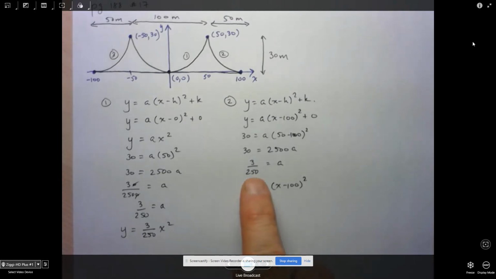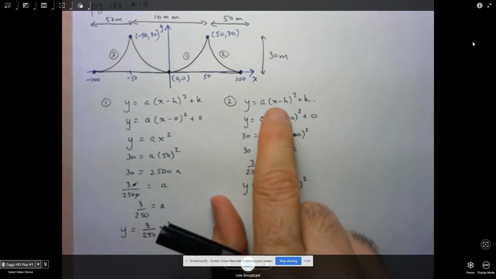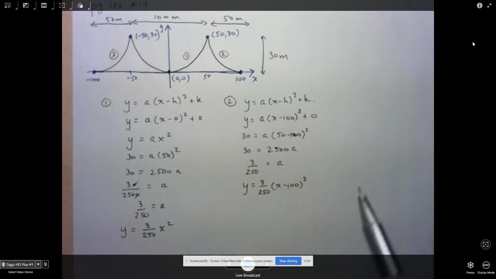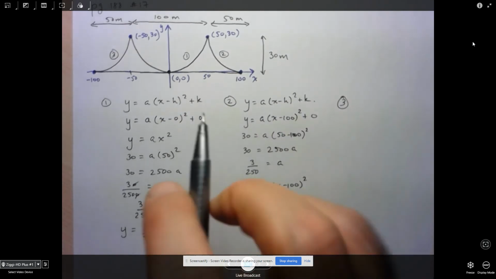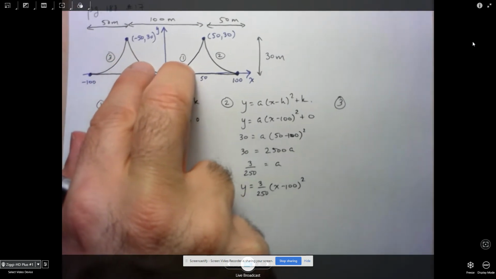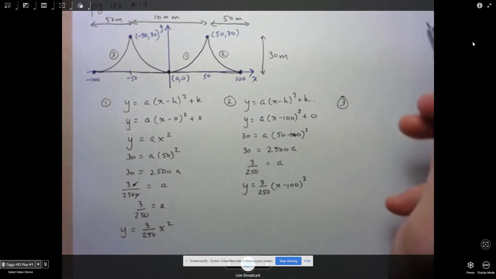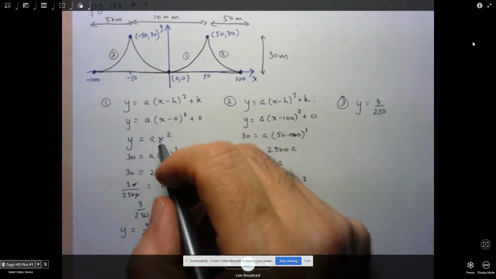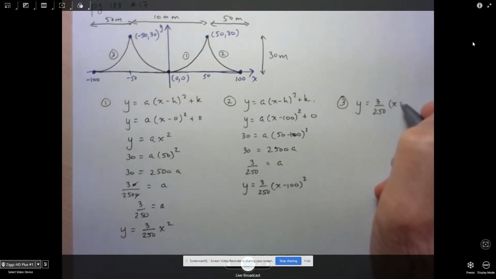So I could have actually figured this out without going through this process, but I just wanted to show you that this is always something you can do: once you have the basic form of the equation, you pick another point to solve for the a value. So now for number 3, I'm not going to do all that work because I realize that this parabola here is just this middle parabola shifted to the left by 100 units. So the a value is not going to change, still 3 over 250. The only thing I'm doing is shifting this parabola 100 units to the left. So it's going to be x plus 100 squared.